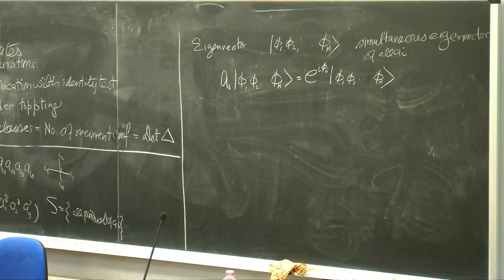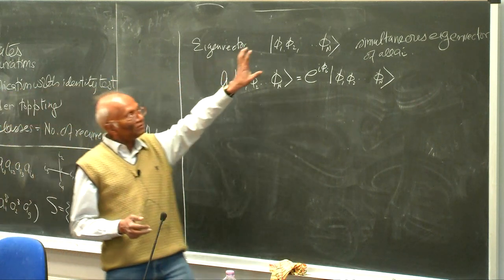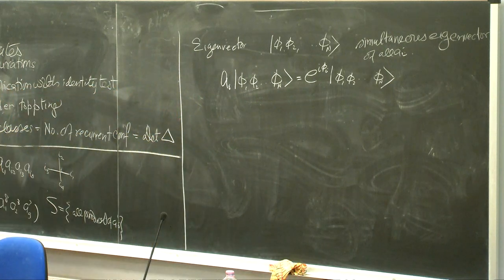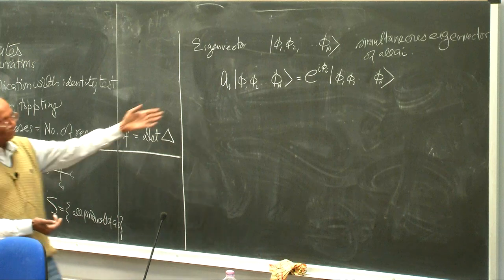I don't know if there is only one such vector; there may be 15 such vectors. I don't know what the values of phi are just now. But let us imagine that there is a vector like this and it has this eigenvalue. Why did I write the eigenvalue as e to the power i phi_i? Because I know that the eigenvalues have to be modulus 1. Okay? So now what can I say about this?